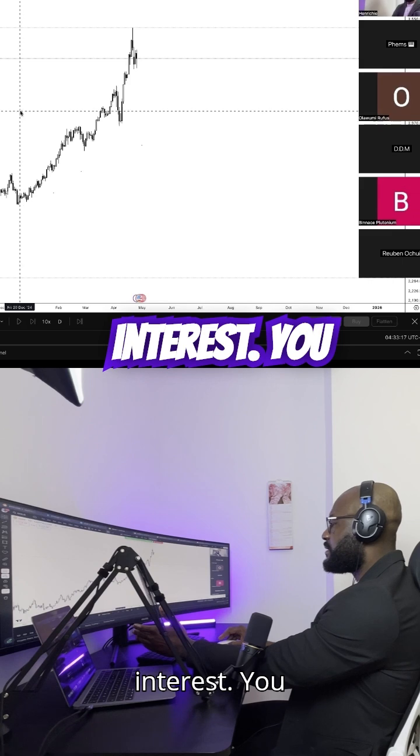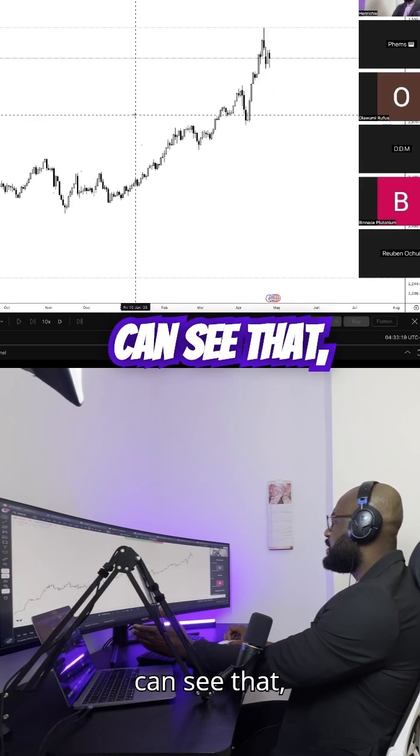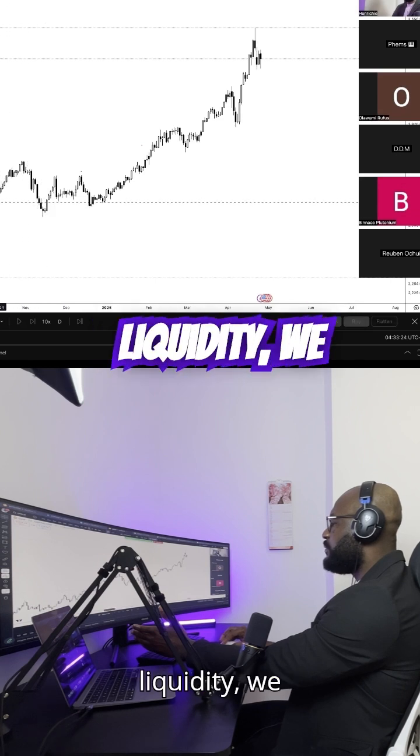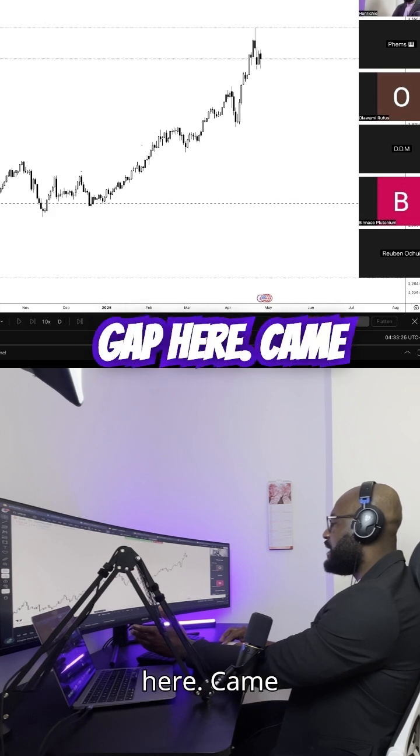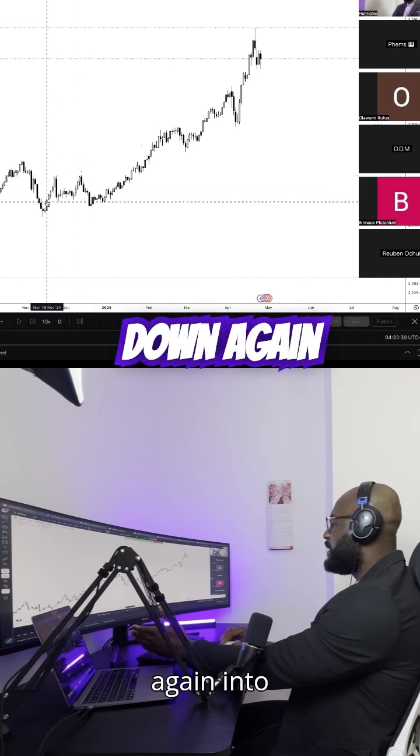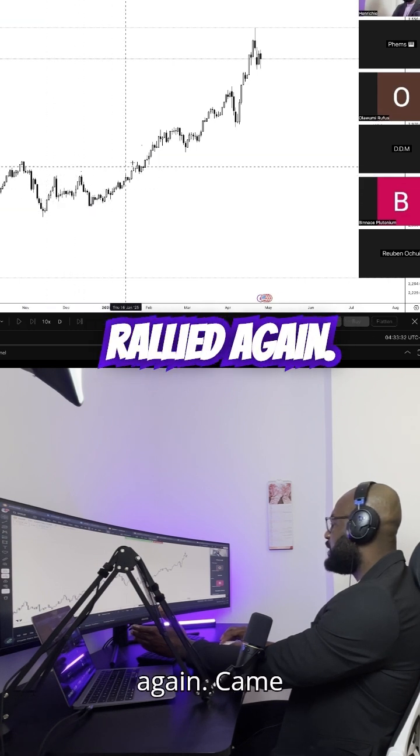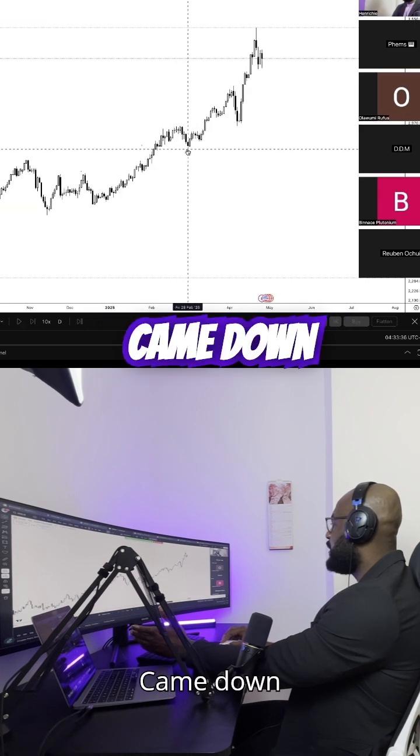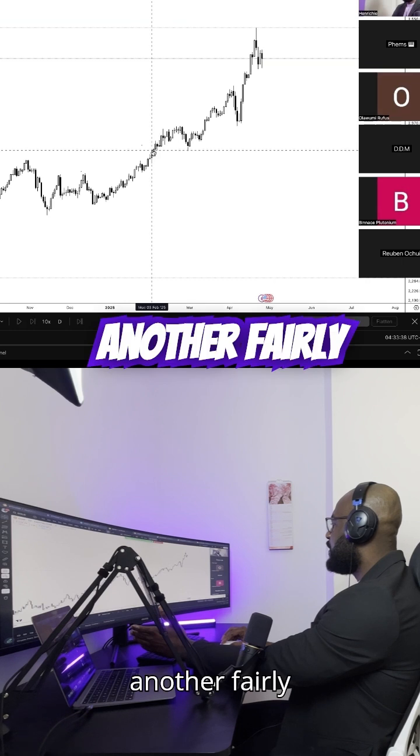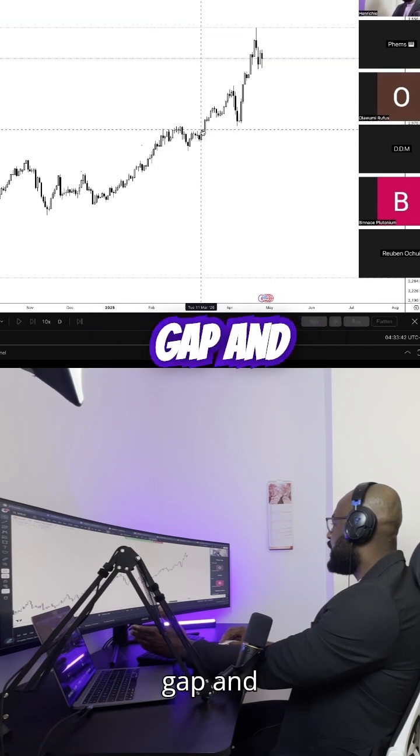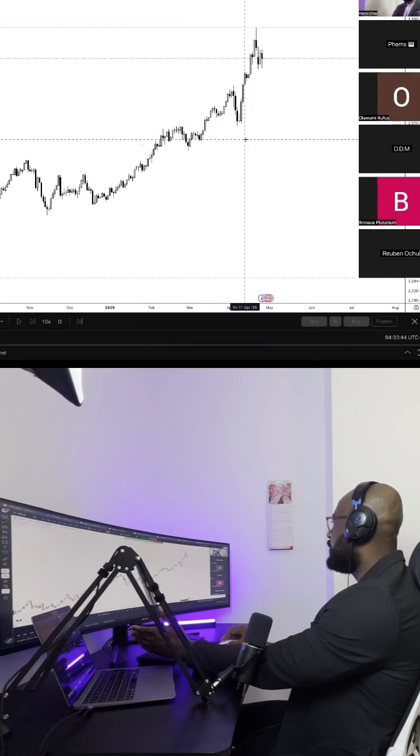Areas of interest. You can see how price is coming down to those areas of interest. Took liquidity. We have a fair value gap here. Came down into that fair value gap, rallied. Came down again into another fair value gap and rallied again. Came down into a fair value gap again and rallied again. Came down into another fair value gap and rallied again.